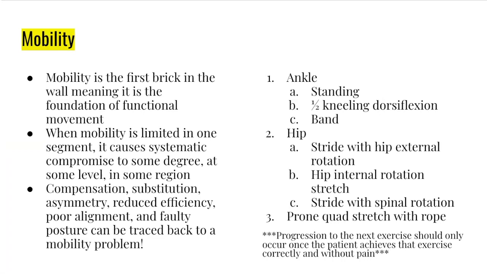For exercises, we will go through ankle mobility of standing, half kneeling dorsiflexion, and band. Hip mobility will go through stride with hip external rotation, hip internal rotation stretch, and stride with spinal rotation, and for quadriceps, we will do a prone quad stretch with rope. The progression to the next exercise should only occur once the patient achieves that exercise correctly and without pain.